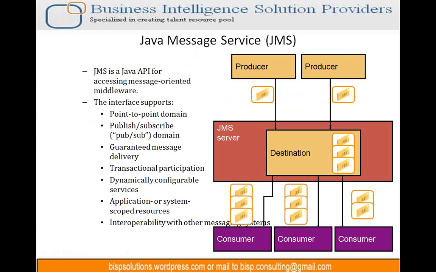If you don't want to depend on the application server for the service, you can also rely on third-party messaging products like IBM MQ or Active MQ by Apache. Within JMS, the interface supports the point-to-point domain and the publish and subscribe domain, with guaranteed message delivery. These are the services and interfaces that every application server would follow as standards.